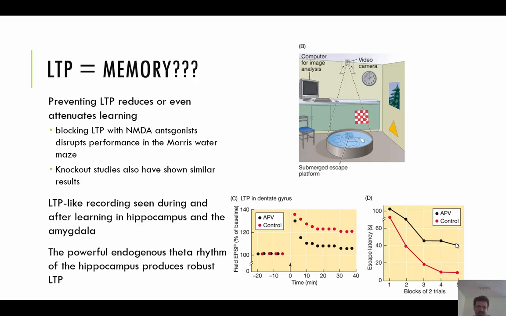There's other evidence, such as during the learning and memory process, you see LTP-like recordings in the hippocampus. And the hippocampus also has a rhythm called the theta rhythm, a pattern of firing, which is a very powerful stimulus for actually getting LTP in experimental situations. So taken together, we now think that LTP is a strong form of learning and memory.